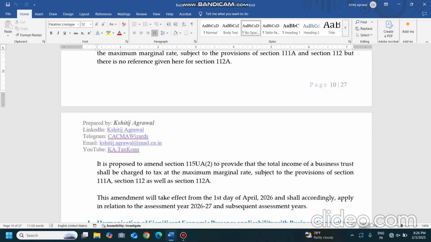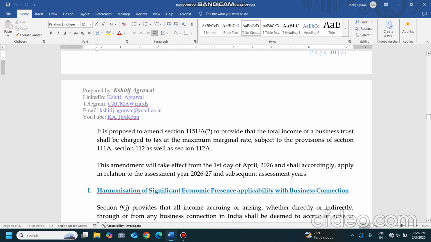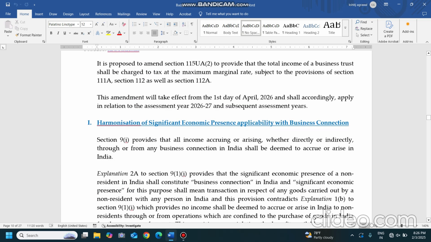So now, if income of the trust is taxable at the maximum marginal rate, then three sections they have to consider: 112A, 112, 111A. If income is of these three natures, then it would not be taxable at the maximum marginal rate. This amendment is applicable from 1st April 2026, meaning assessment year 26-27 for the transactions happening between 25 to 26, because we calculate the taxes in the year of assessment, not in the year of earning the income.